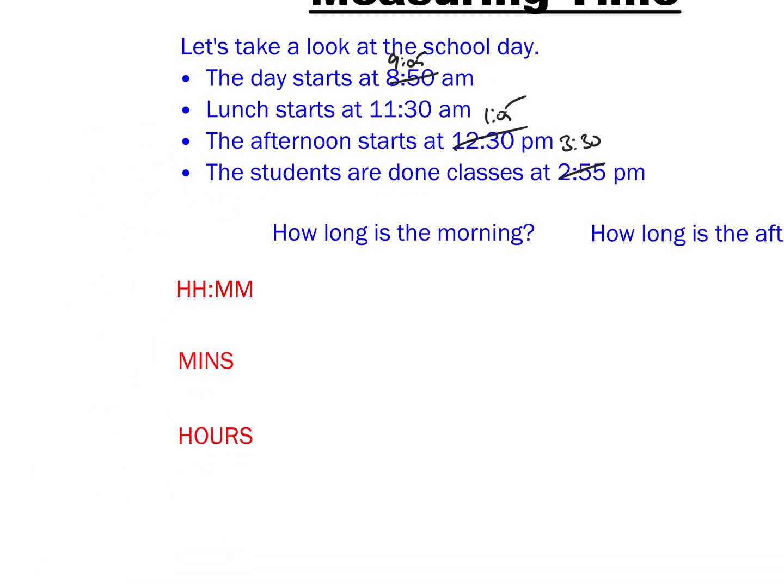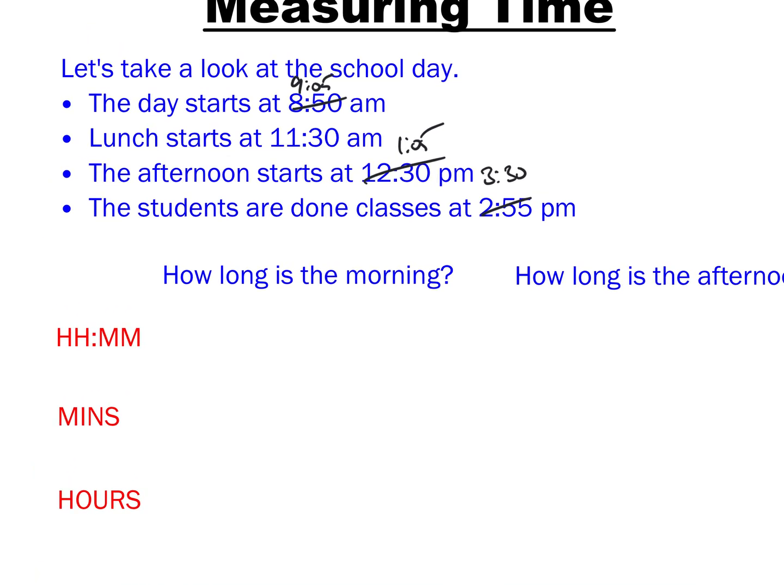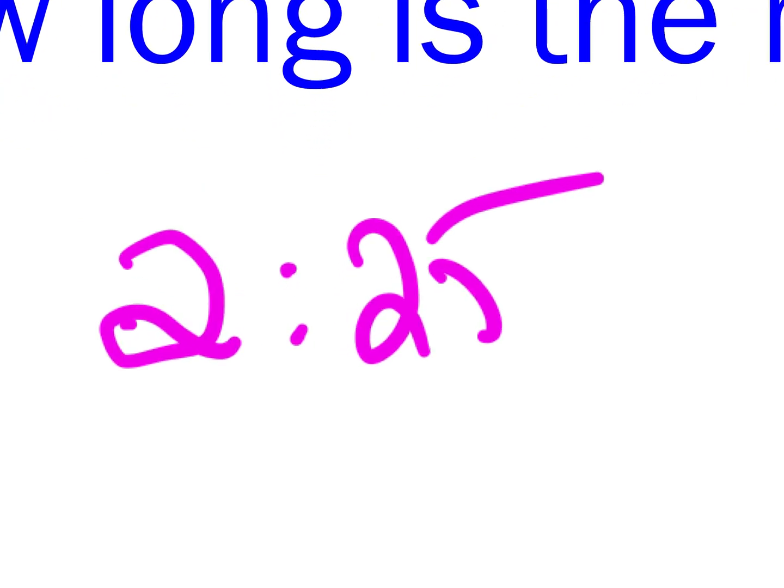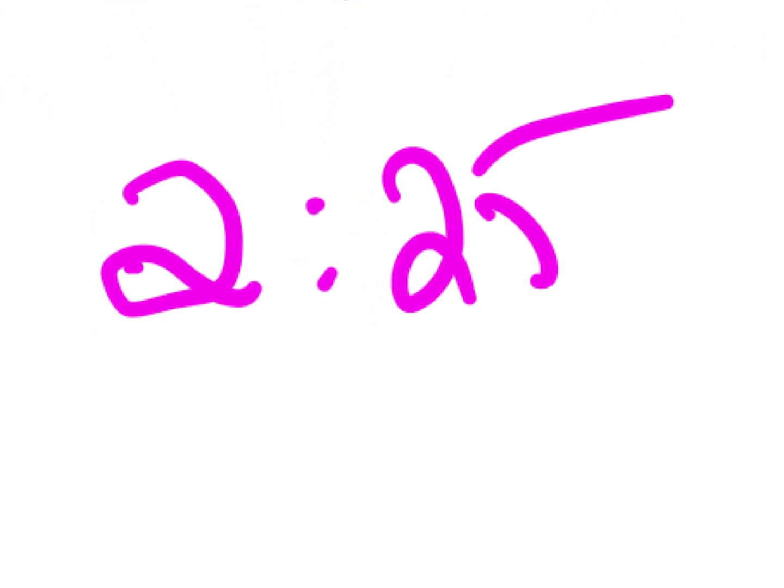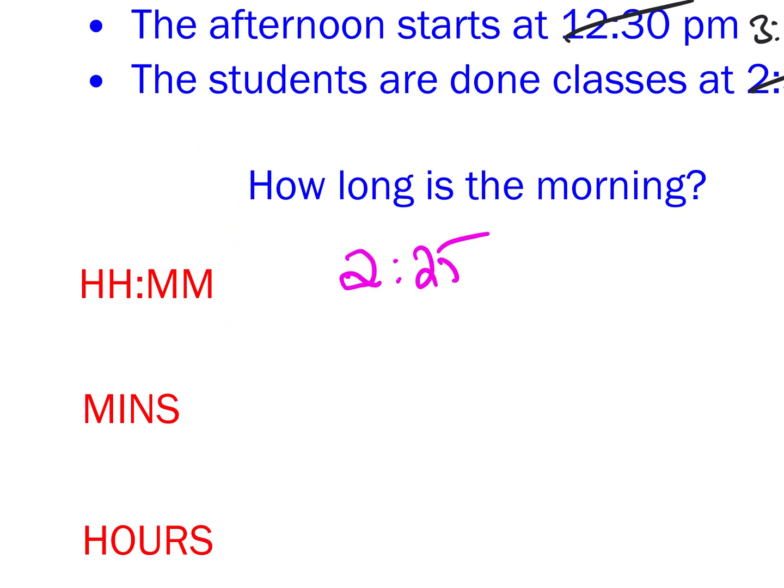Yeah. And actually, the afternoon's going to be the exact same, so we don't even have to do both of these. We could just do one. It's going to work out to be the exact same. So it's going to be 2 hours and 25 minutes. So when we write that, we write the hours first, then we use a colon, and then we write 25. That means 2 hours and 25 minutes. That's what that means. Okay?